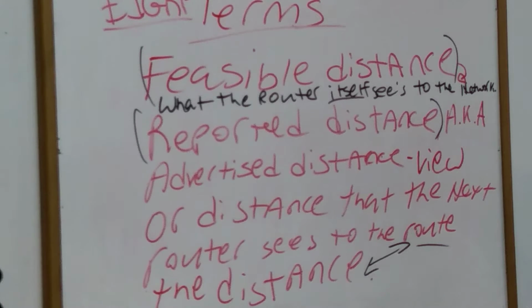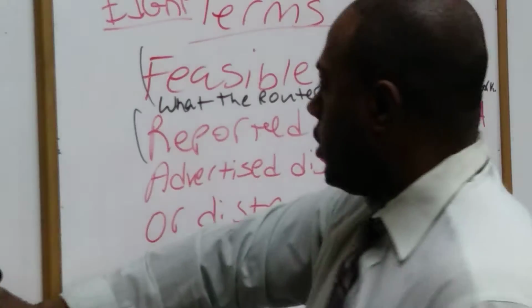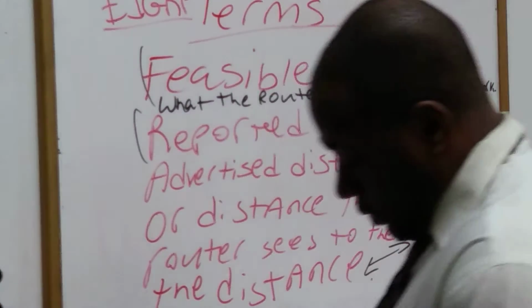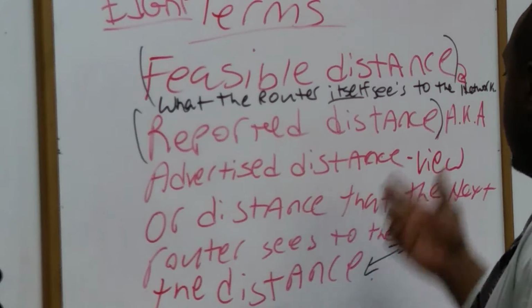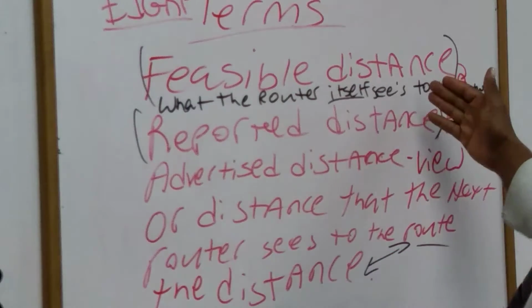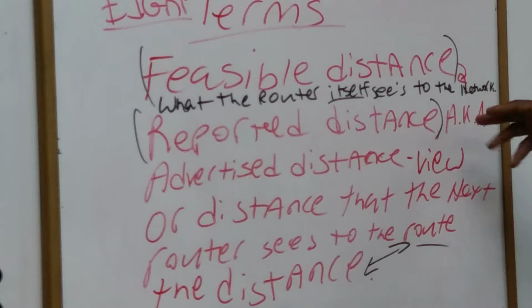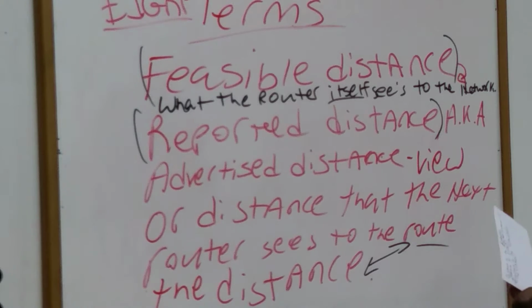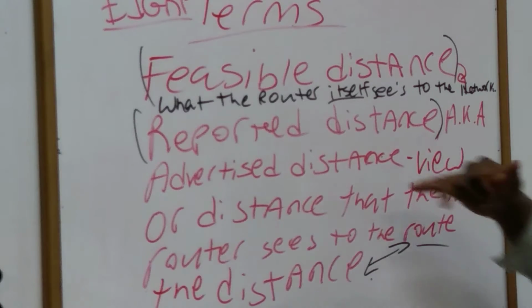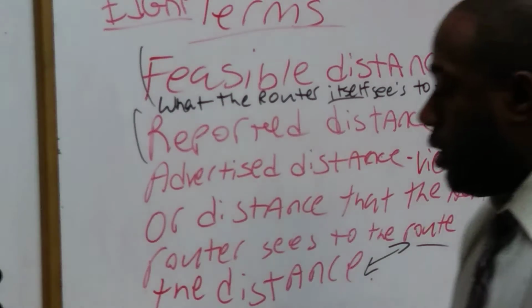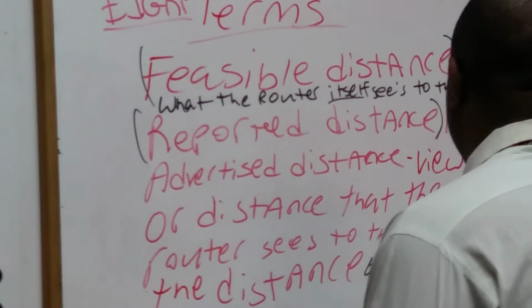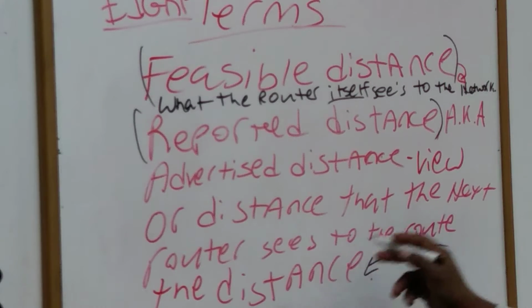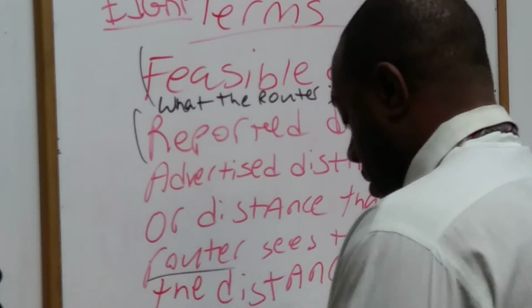Also, you have what is called the feasible successor. What is the feasible distance? Feasible distance, the router's perspective. Yes, so the feasible distance is what the router itself sees to the network. The router itself's perspective of the network. The reported distance is the connected router's reference to the network. So the reported distance is the connected router's view of the distance to the network, the next router, which is the connected router. All right.